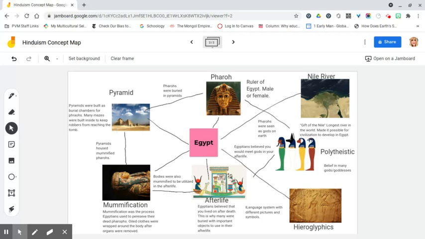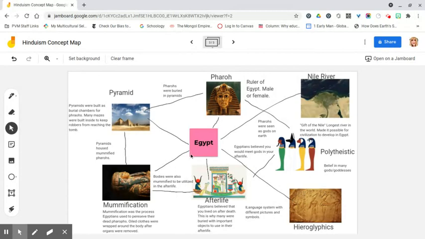Okay, next higher level thinking skill is connecting the different terms. Since pharaoh and pyramid connect with one another, I'm going to, above or below, whatever floats your boat, write down why they are connected. So I simply said pharaohs are connected to pyramids because pharaohs were indeed buried in those pyramids.